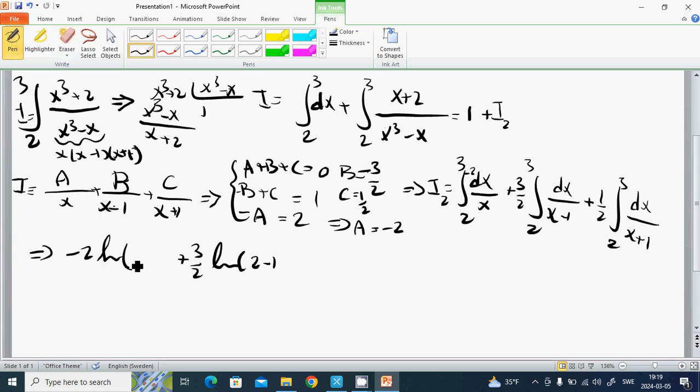Ln 3 minus ln 2, it is ln of 3 half. And this one is ln of (x − 1), it is ln 2 minus ln 1, ln 1 is 0, then it is ln 2 here, plus half ln of 4 divided by 3. Yes, and you can calculate later.